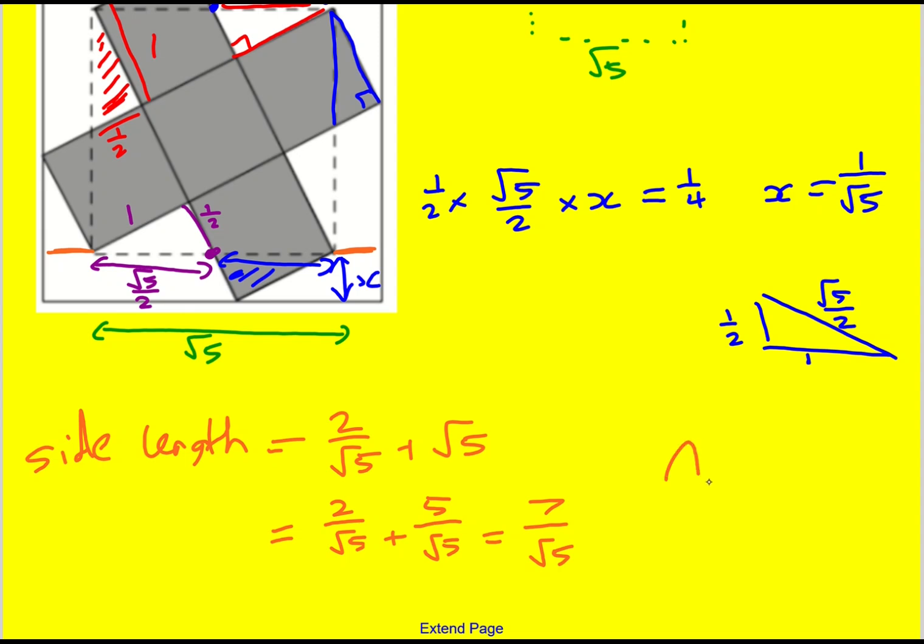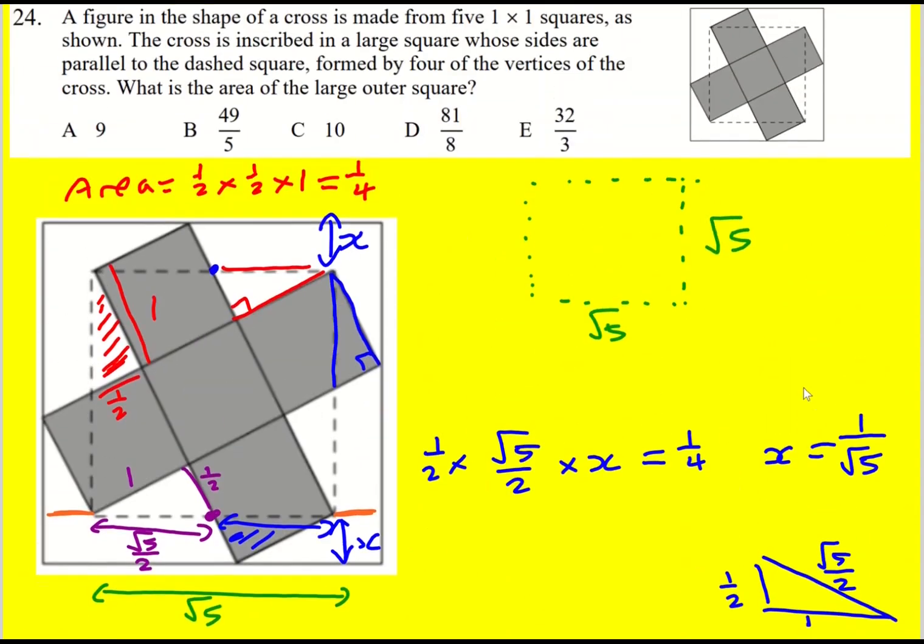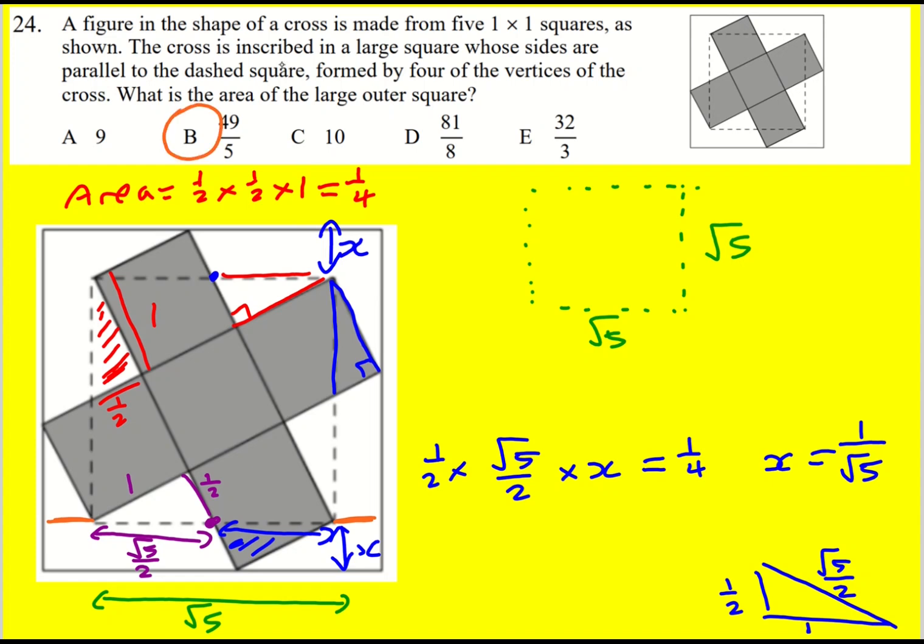And therefore the area is going to be 7 over root 5 squared, because it's a square and the sides are the same. That's going to give us 49 over 5. That is the area of the large outer square. Good question, well done.